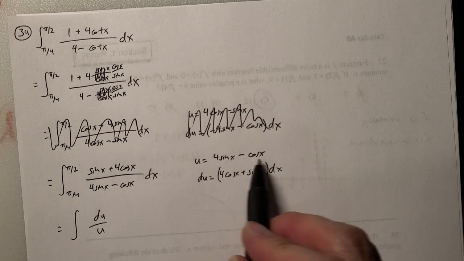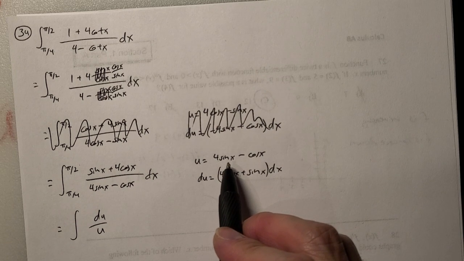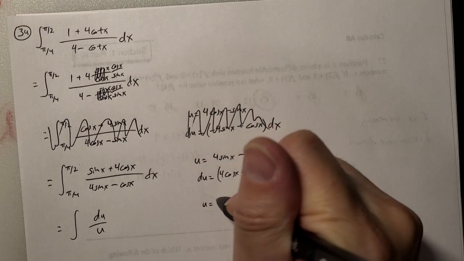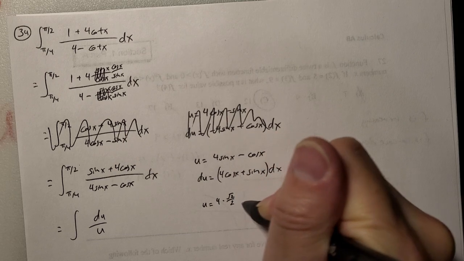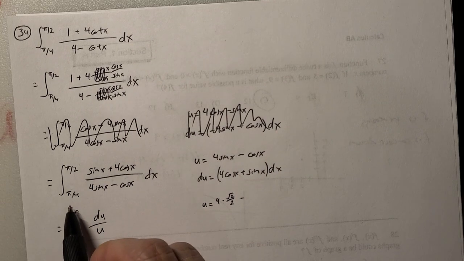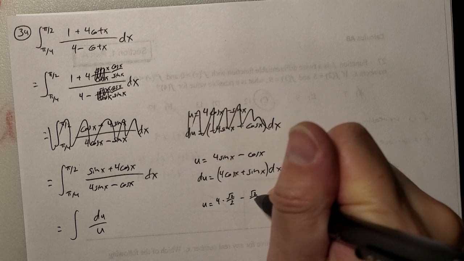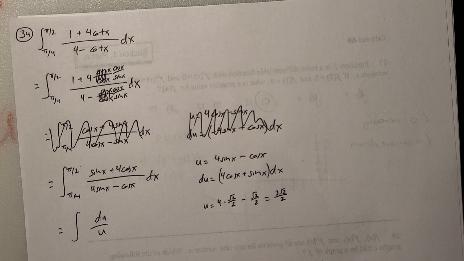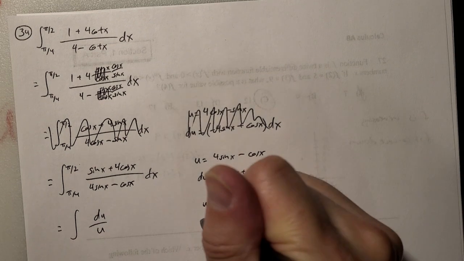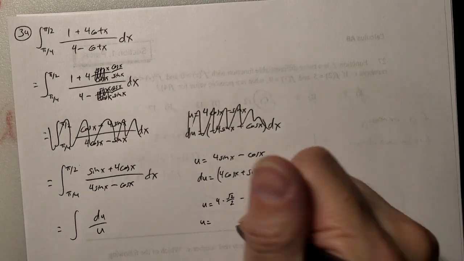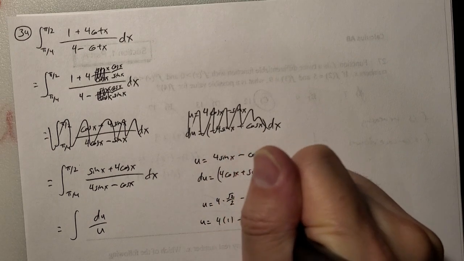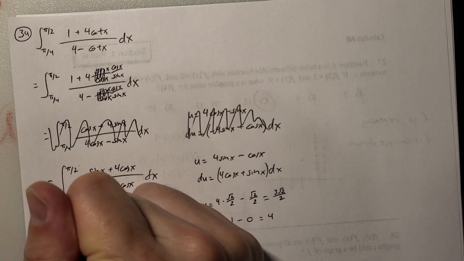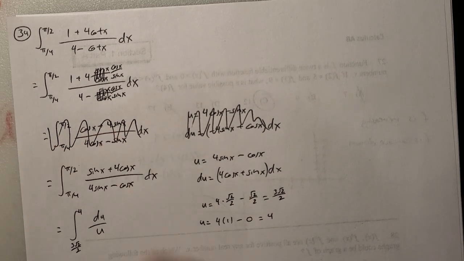Well, when x is pi over 4, u would be what? So let's write u is 4 times root 2 over 2, when I'm plugging in pi over 4, minus root 2 over 2, which is 3 root 2 over 2. And then when we plug in the upper limit, pi over 2, we get 4 times 1 minus 0, which is 4. So our limits are 3 root 2 over 2 and 4.